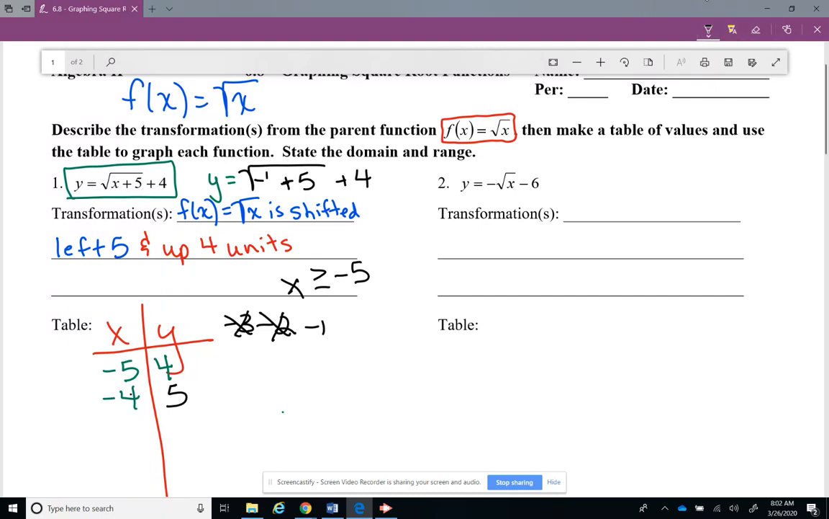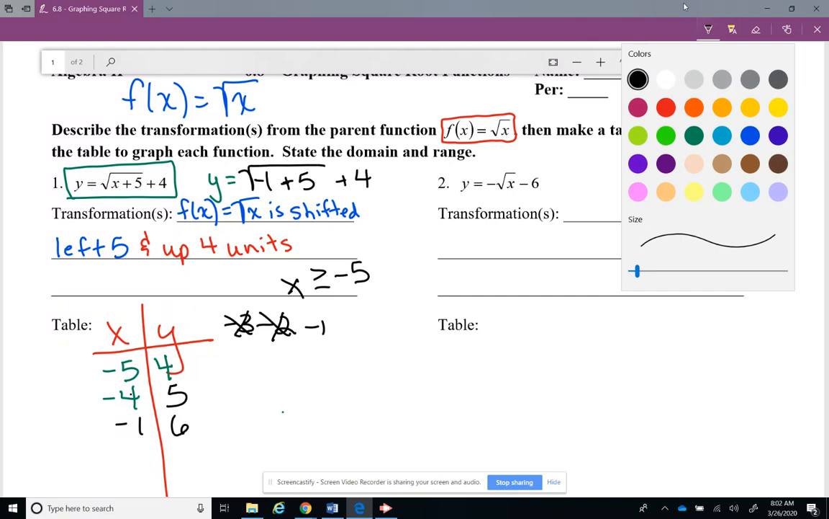If I put a negative 1 underneath the radical, it's going to be the square root of 4 plus 4. Oh, that's good. The square root of 4 is 2, and 2 plus 4 is 6. All right, so I put a negative 1 in the equation, and I got 6. All right, so that worked out good. So negative 1 worked.